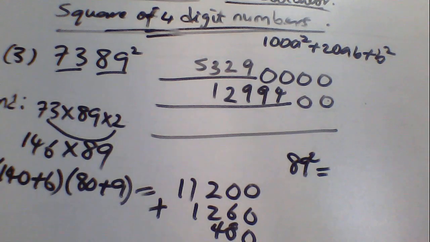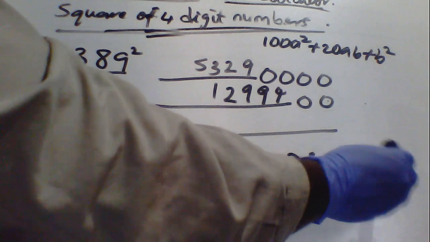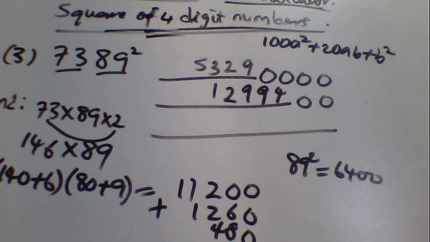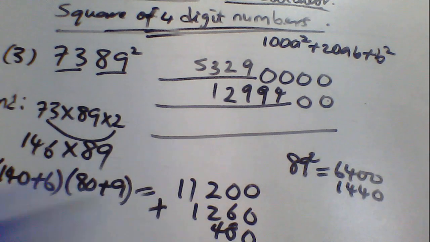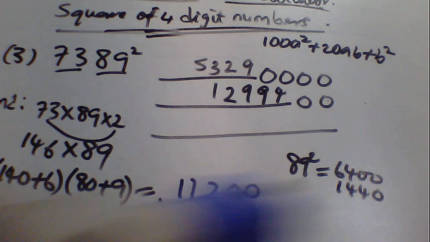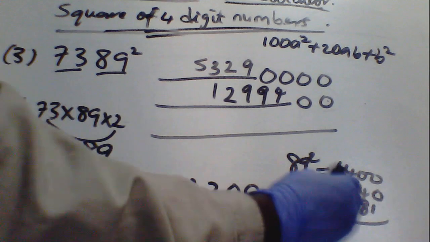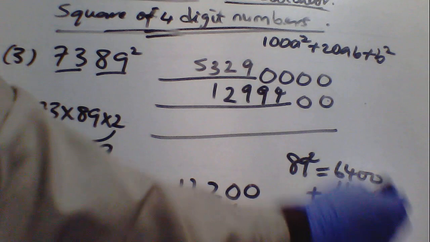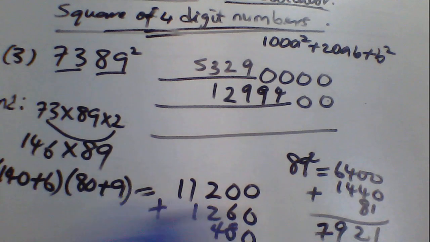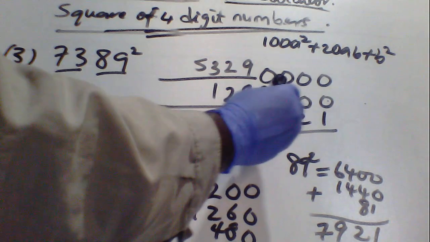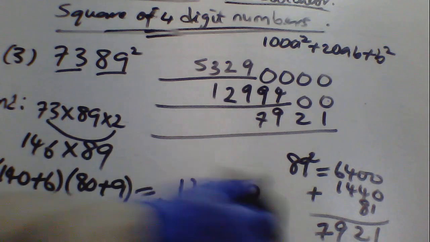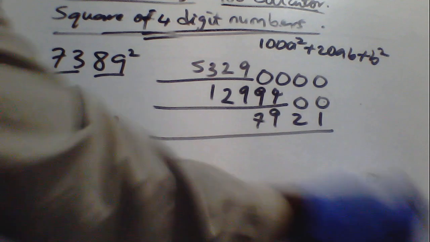89 squared. 8 squared is 64 times 100 will give us 6,400. 8 times 9 will give us 72. 72 times 20 will give us 1440. So 9 squared will give us what? 81. You add, have 7,921. Write it 7,921. That is all. The next thing is to sum your answer.